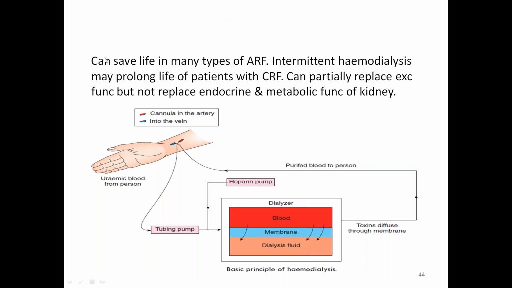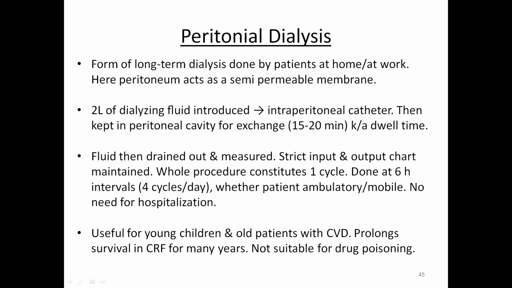Now, as I said, it can save many lives in case of acute renal failure. In case of chronic renal failure, it can perhaps prolong the life of some patients. And as I said, it can replace excretory function, but it is not possible to replace the endocrine and metabolic function of kidneys. Now, the second kind of dialysis is peritoneal dialysis.